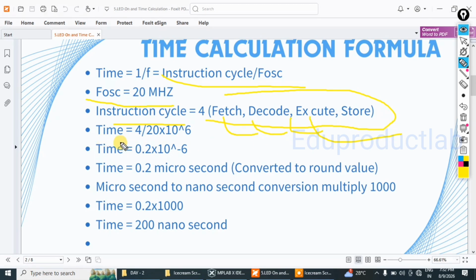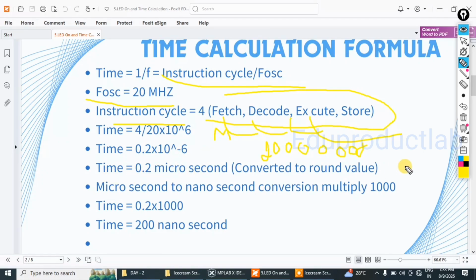So time equals 4 divided by 20 into 10 power 6, where 10 power 6 means megahertz. After 20 you add 6 zeros, so it is 4 divided by 20 lakhs. This answer is 0.2 into 10 power minus 6, so time equals 0.2 microseconds.